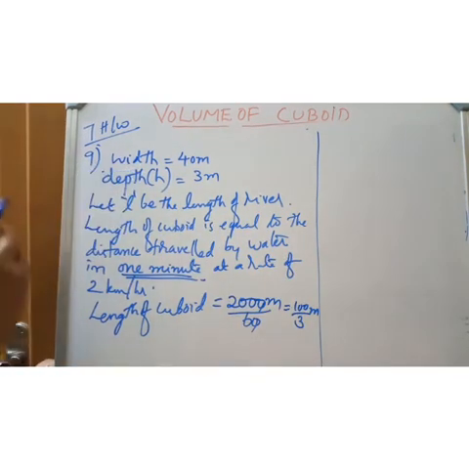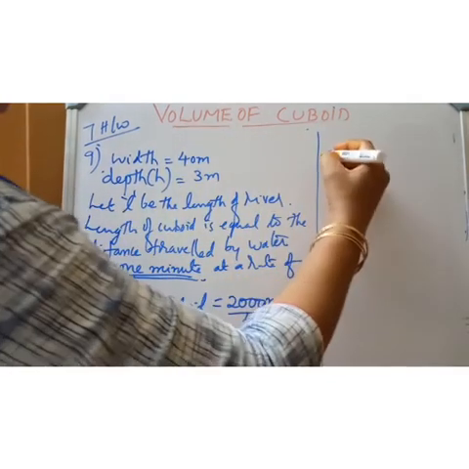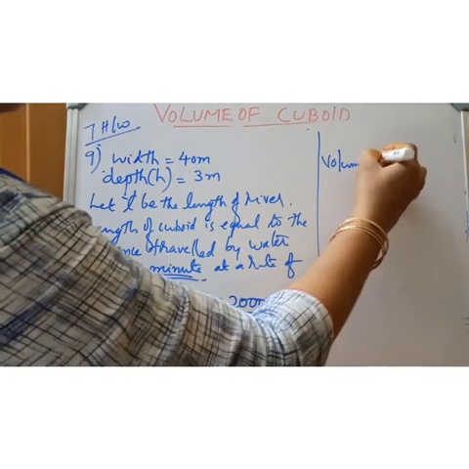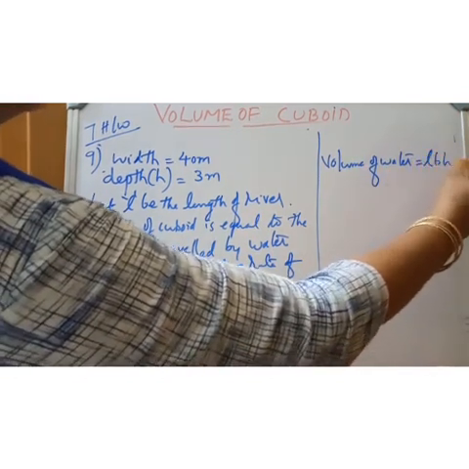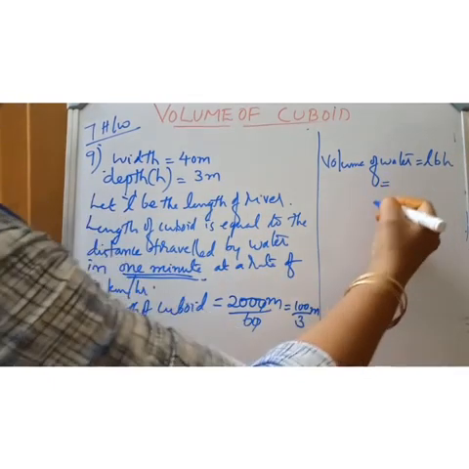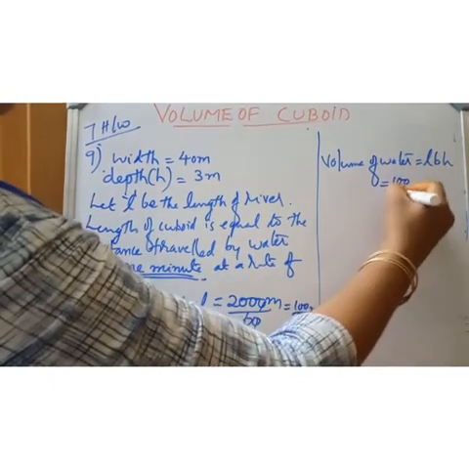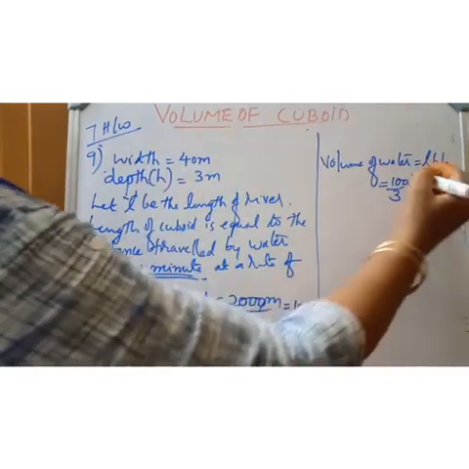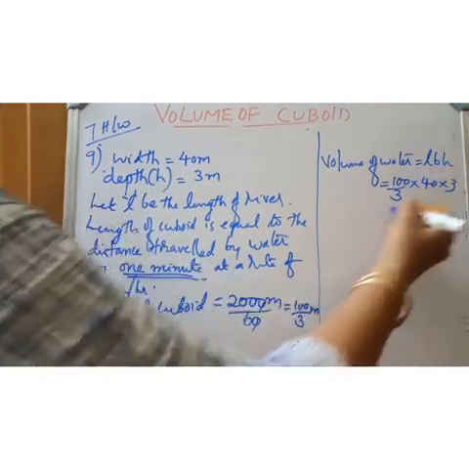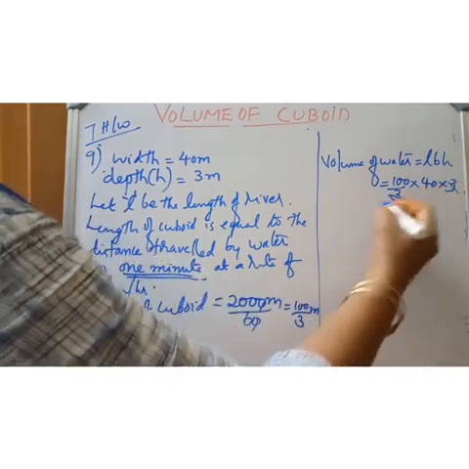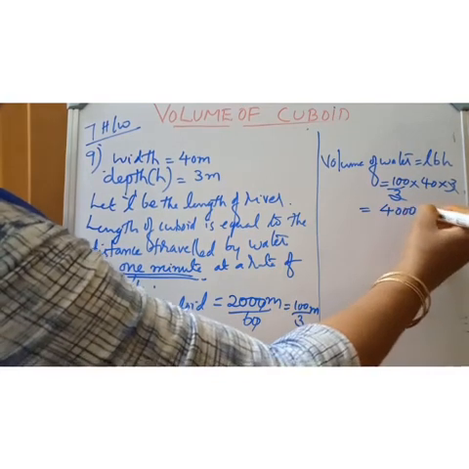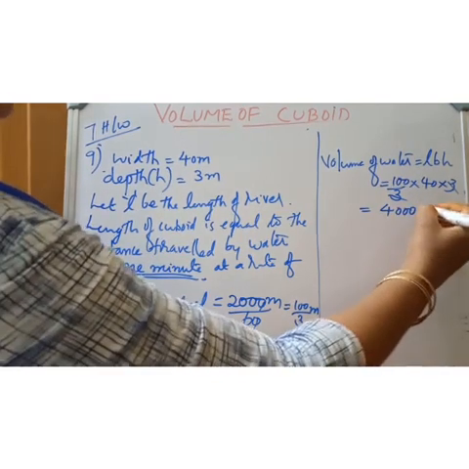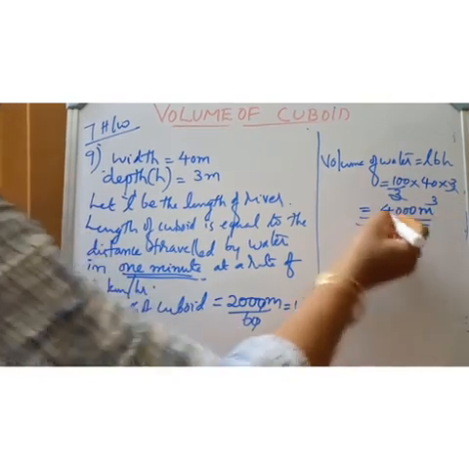Breadth and height we know. So, next we must find out the volume of water. Volume of water is equal to LBH, cubic units. Our L value is 100 by 3, breadth 40 and height 3. So, 3 and 3 get cancelled. 100 into 40, meter cube. So, that will be the answer.